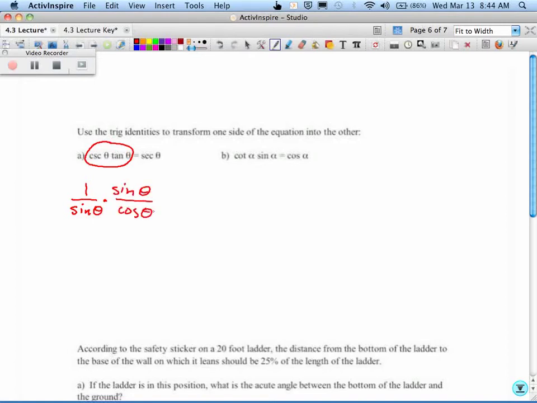What can we get rid of? What's left? What's another way of writing 1 over cosine? Secant. So that's what they mean by simplifying your trig identities. The point would be, when you get to calculus, I would rather take a derivative of secant than take the derivative of cosecant times tangent. It's just more difficult, more work. So we look to simplify things.